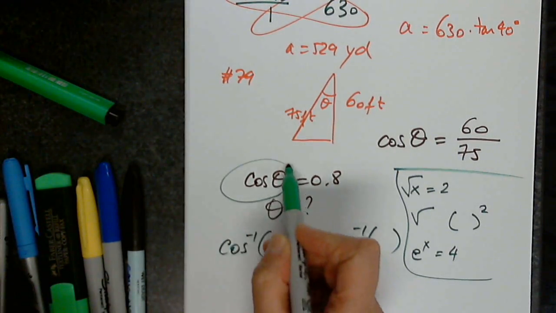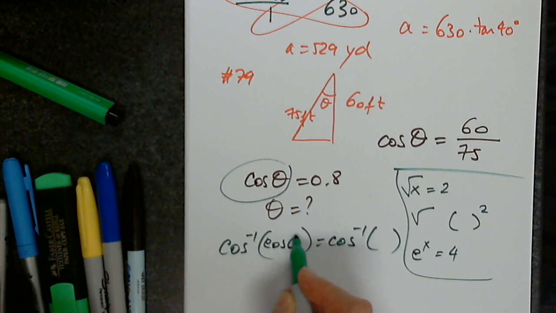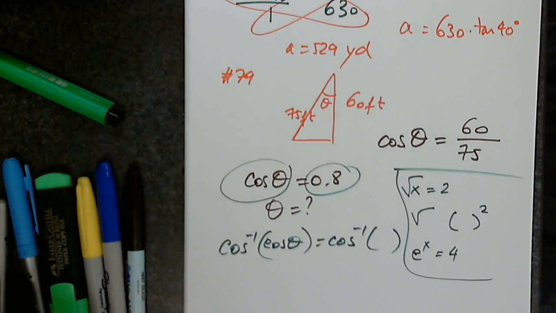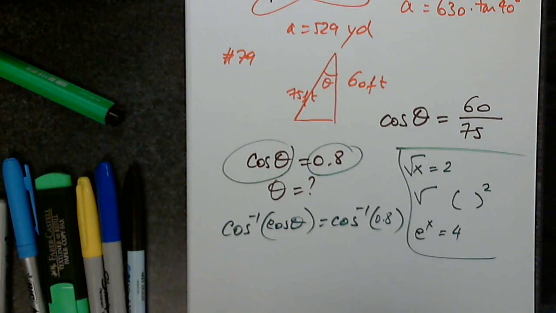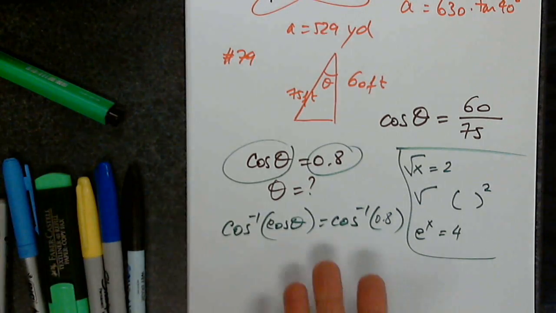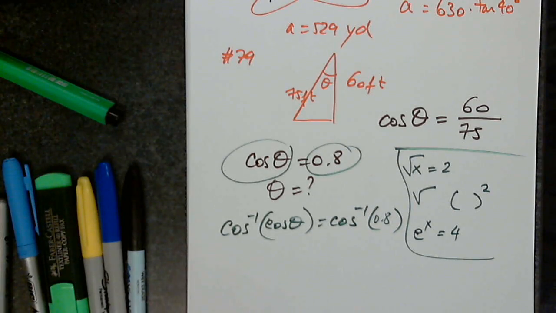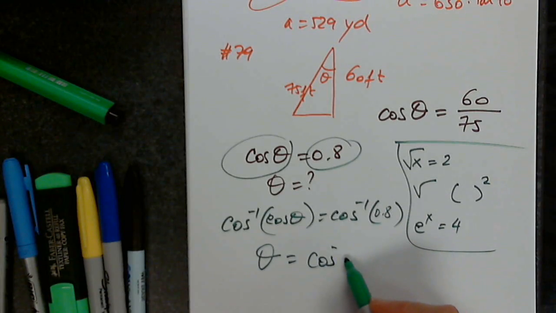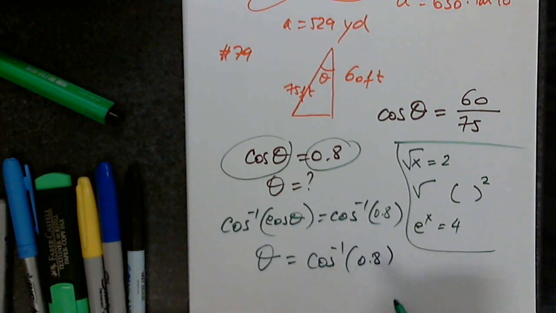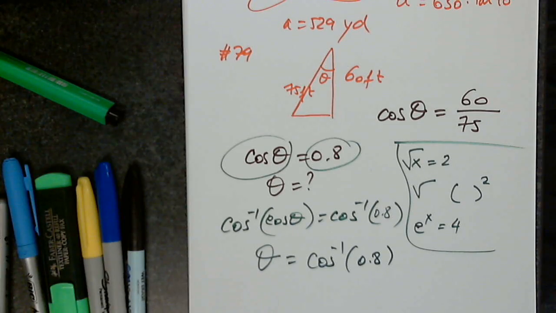So I apply cosine inverse to this side, and I apply cosine inverse to this side. But what will happen when I apply cosine inverse to cosine, or cosine to cosine inverse? What will those functions do? Exactly. They will cancel their effect on x. So then what am I left with on the left-hand side? Exactly. So then this is how I find theta as being cosine inverse of 0.8. Remember, this is not 1 over cosine. This is the function called inverse of cosine.